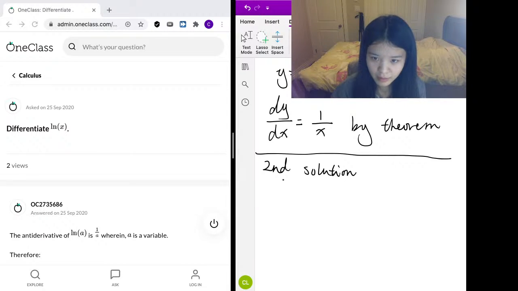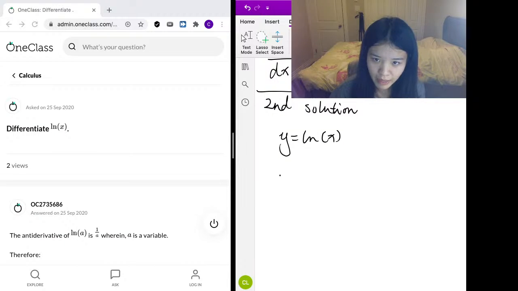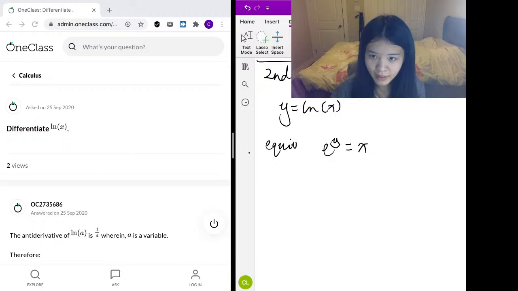So this is kind of the behind the scenes of why the derivative of ln x is equal to 1 over x. So let's get started. You know y is ln x, and by the definition of logarithms, this is equivalent to e to the power of y equals x. Now you have e to the power of y equals x, and what you're going to do is implicitly differentiate both sides.